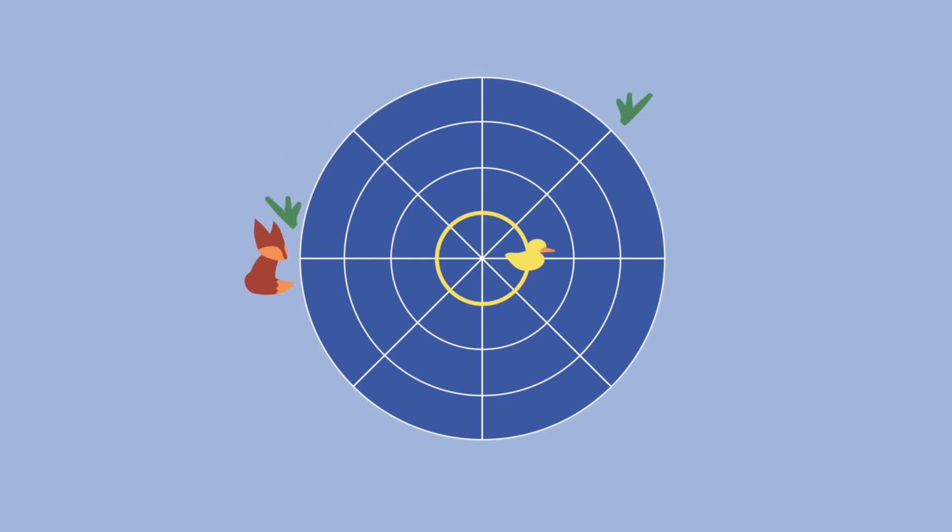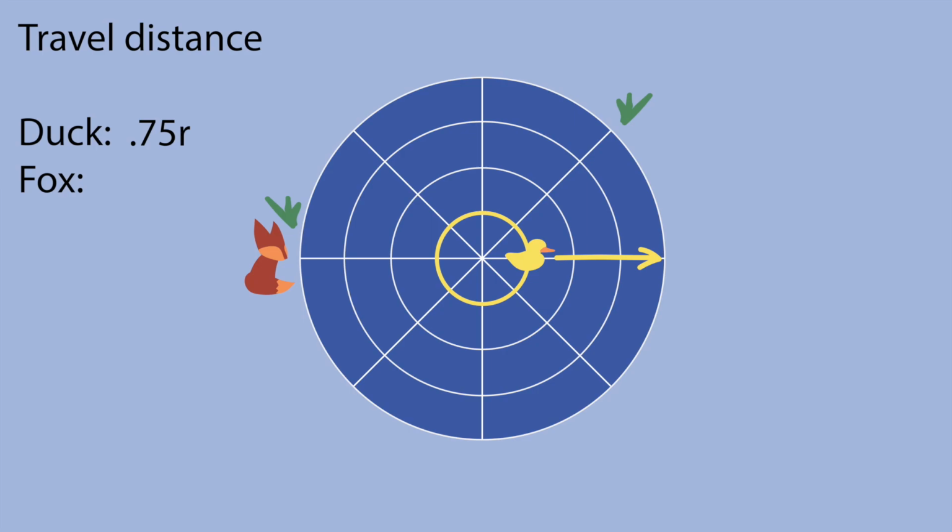But if it wants to make a run for it and go straight to the shore, it'll only have to travel 0.75 r. The fox still has to go halfway around, pi r like before. Remember, the duck takes 4 times as long to travel, so effectively it really has to go 4 times 0.75 r, which is 3r. Now 3 is just a little bit less than pi, so this means that the duck can just barely escape by using this method.